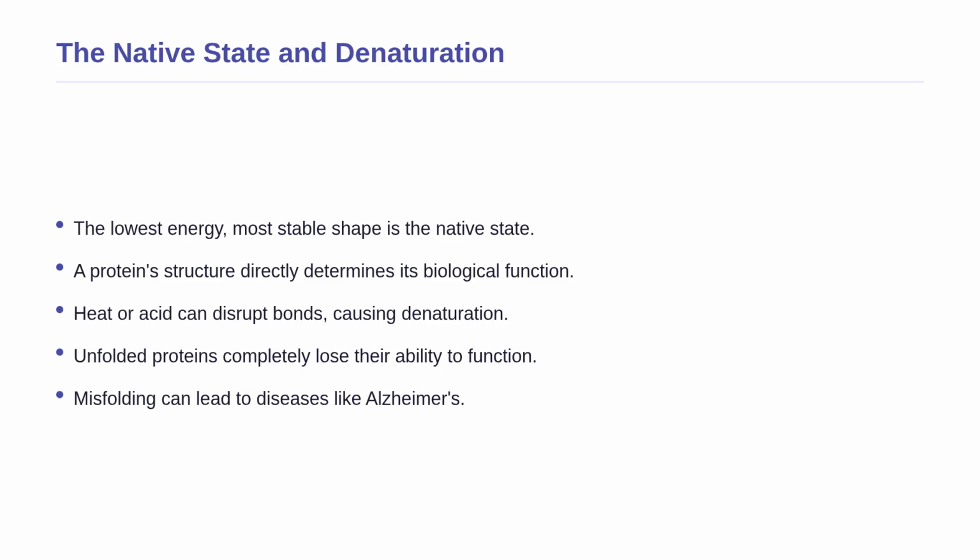Understanding these stabilizing bonds leads us to a crucial concept, the native state. Together, all these bonds ensure the protein reaches its lowest energy, most stable conformation, known as the native state. This is absolutely critical because a protein's structure directly determines its biological function. If these delicate bonds are disrupted by heat, acid, or chemicals, the protein unfolds in a process called denaturation and completely loses its ability to function.